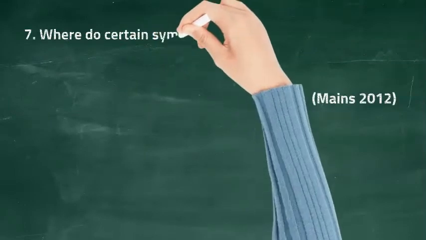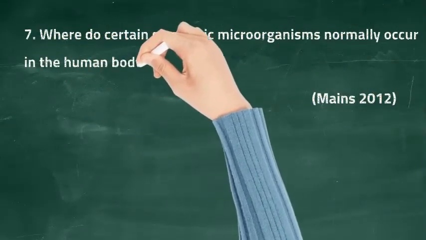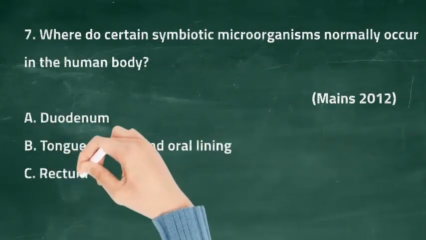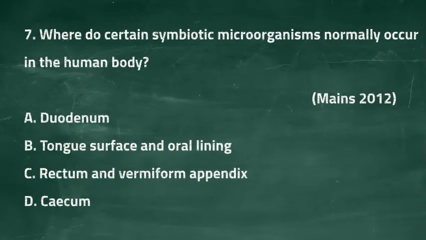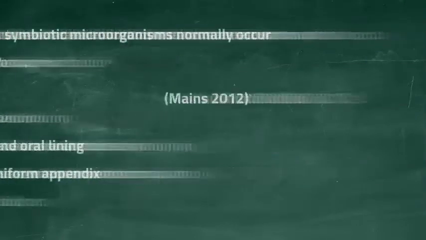Question 7th. Where do certain symbiotic microorganisms normally occur in human body? So the option A is duodenum, option B is tongue surface and oral lining, option C is rectum and vermiform appendix, and option D is caecum. So the right answer is option D, caecum.